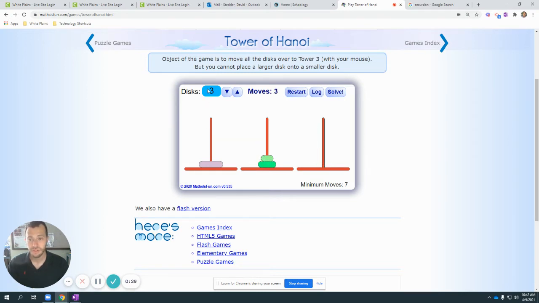So in order to solve the three-disk Tower of Hanoi, we are going to do the recursion to redo the solution of the two, and then add one additional move, which is moving the third disk to its place. So I'm at four moves right now, and then I'm going to undo to rebuild it on this tower over here recursively. So one, two, three, all the way up to seven moves.